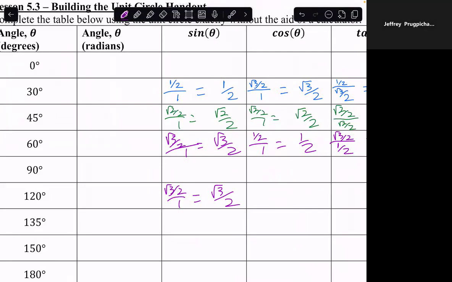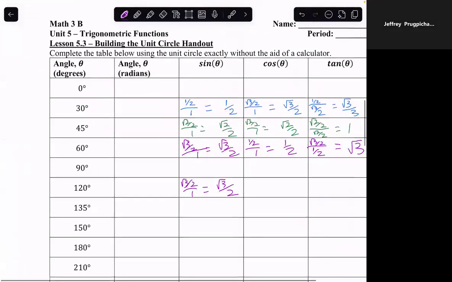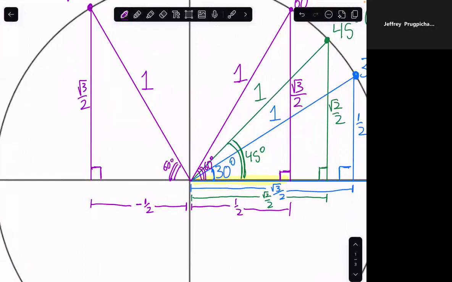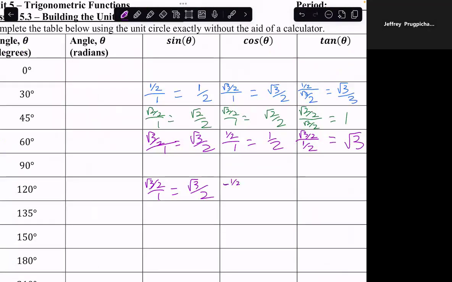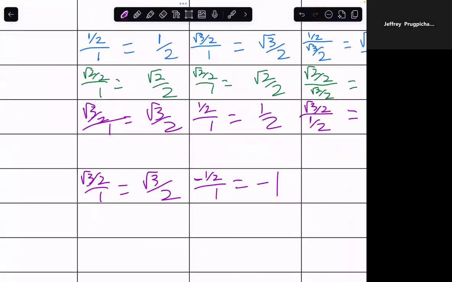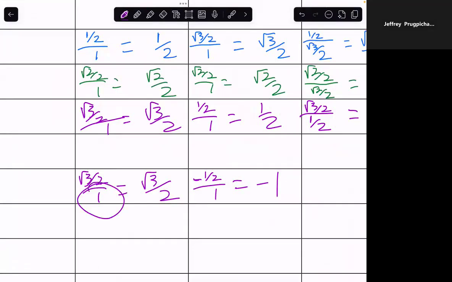Next, cosine of this angle. Cosine of the 120 degrees. Cosine is adjacent over hypotenuse. So negative a half over 1. Again, anything divided by 1 stays the same. That's very convenient about the unit circle, right? That when you divide by the hypotenuse, dividing by 1 keeps it the same.